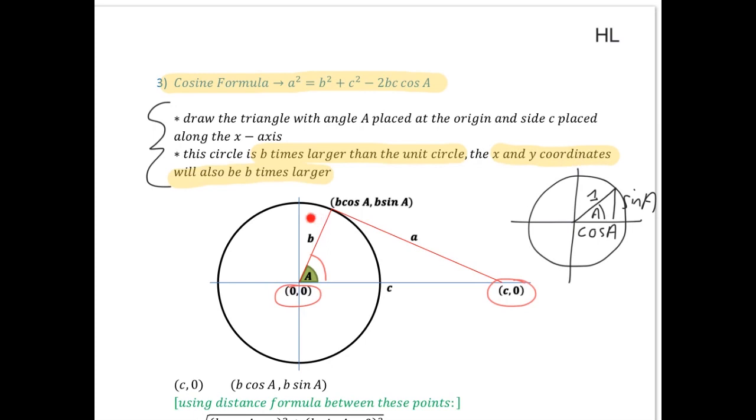But in our case now we have a radius of b instead of a radius of 1, so each of these values, cosine A and sine A, will be multiplied by b. So that means that this point up here on the circle has coordinates b cos A in the x and b sine A in the y.